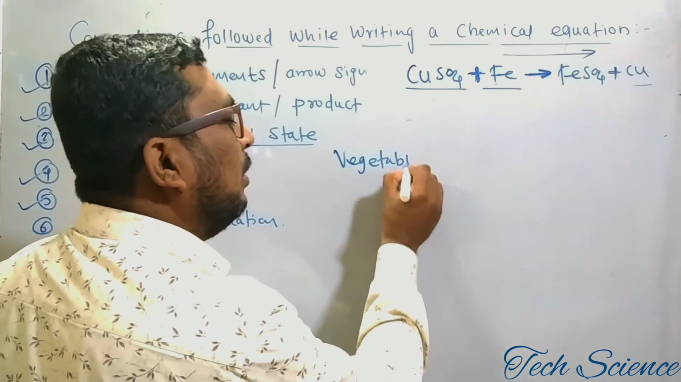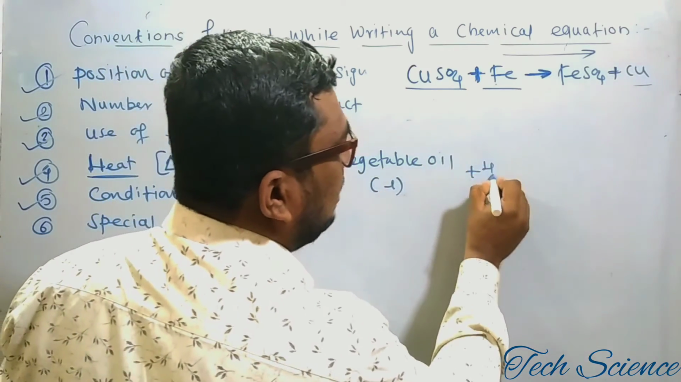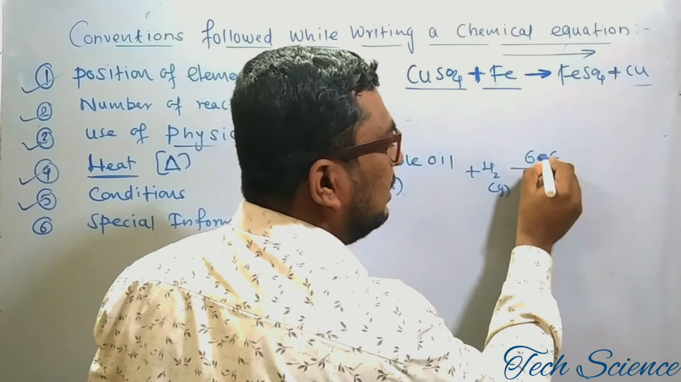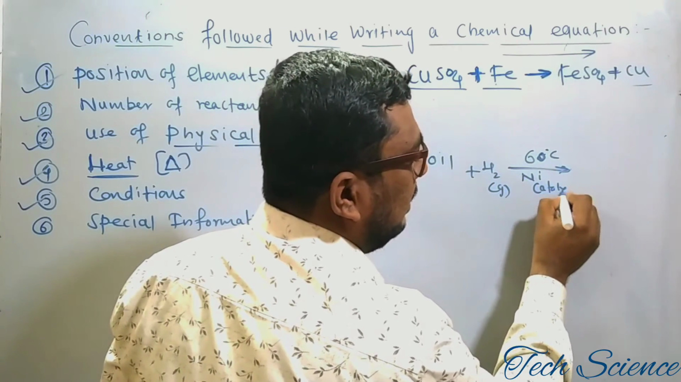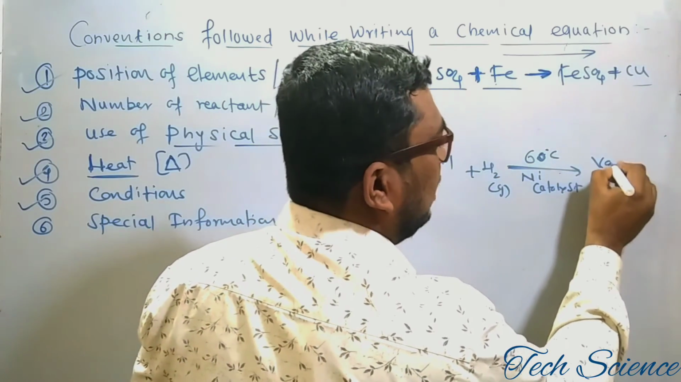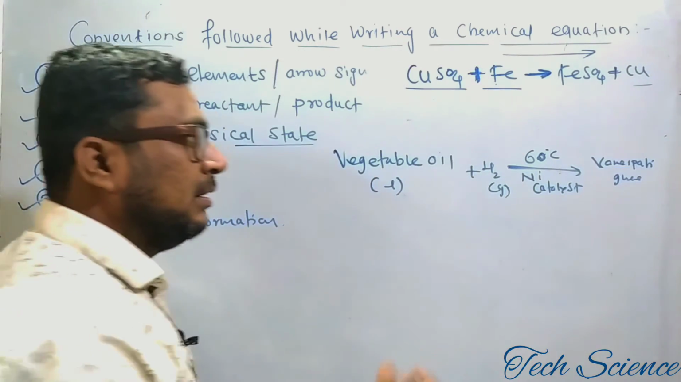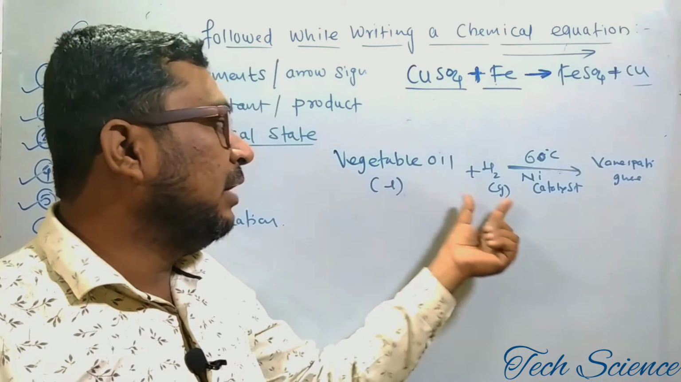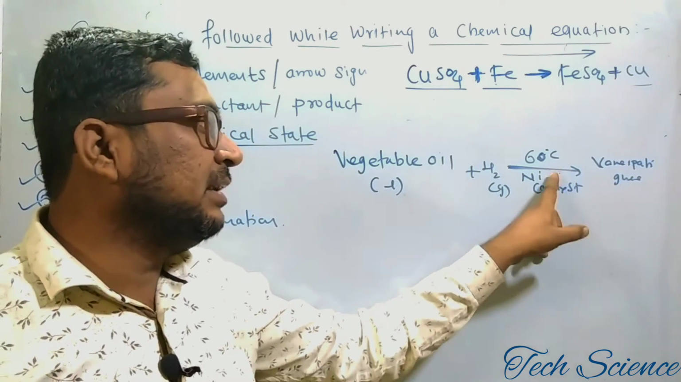When this vegetable oil, which is in liquid state, has hydrogen gas passed through it at 60 degrees Celsius in the presence of nickel as a catalyst, what happened here? Here vanaspati ghee has been created. Vanaspati ghee is a product that can be formed when vegetable oil is treated with hydrogen gas at 60 degrees Celsius, with nickel as a catalyst.